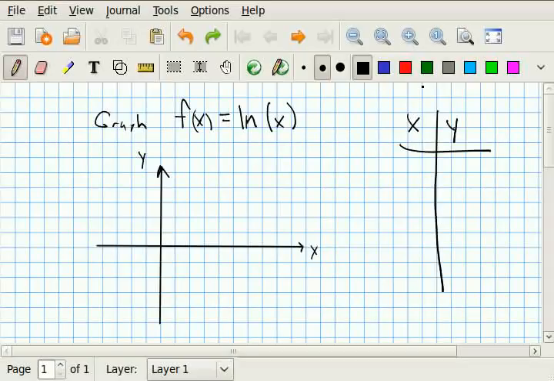Okay, we're going to graph the function natural log of x, which is usually written ln and then parenthesis x. This is kind of a difficult function to understand. It's certainly one that's hard to evaluate by hand, so typically you'll always use the calculator when you need to put a number in for x in the natural log function.